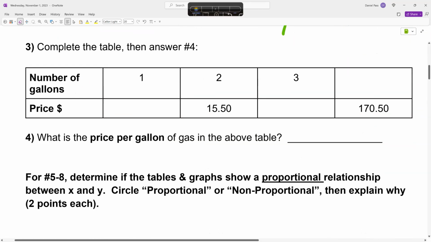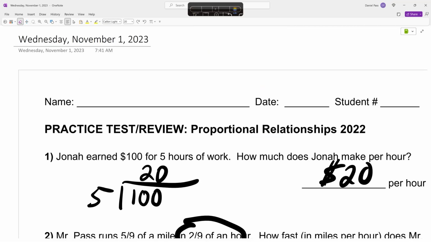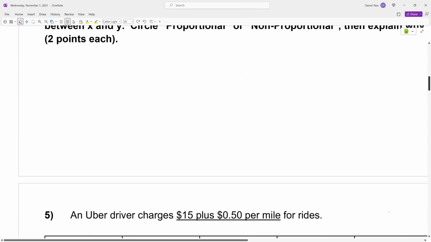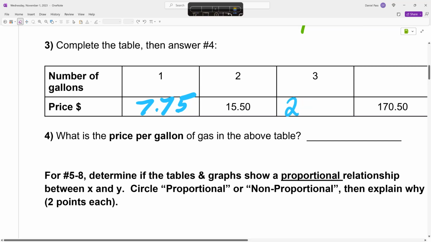Okay, moving on. Now, I actually am going to give you a calculator for this test, like the other classes. So when you divide these two, how much is 1 hour? $7.75, which is not paying practically anything. That's terrible pay. Okay, how much is 3 hours? $23.25.